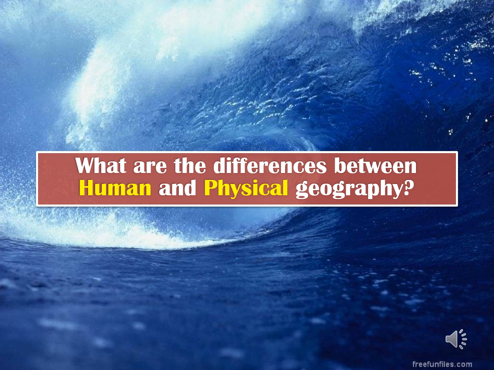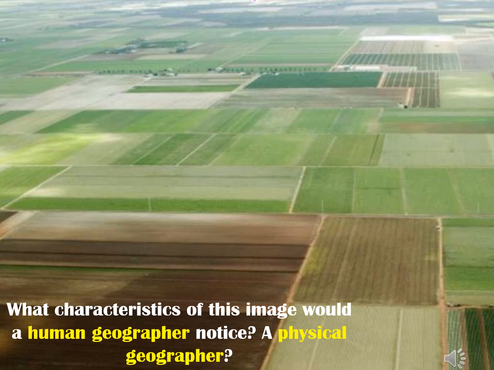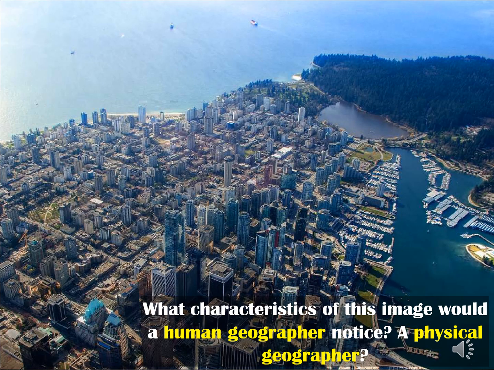Geography has two main branches, human geography and physical geography. What are the differences between the two branches of geography? Look at this image. What characteristics of this image would a human geographer notice? How about a physical geographer? How about this image? What characteristics of this image would a human geographer notice? How about a physical geographer?